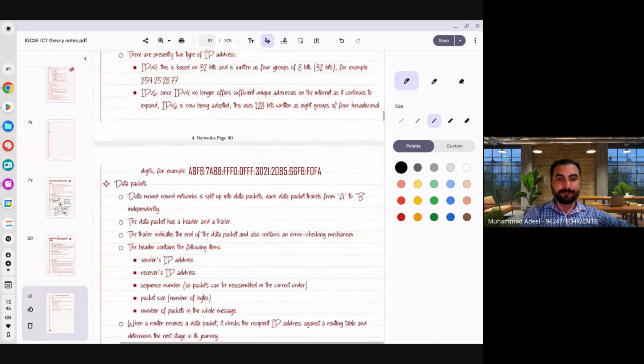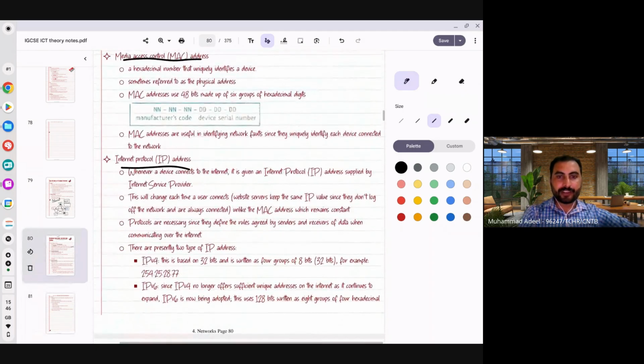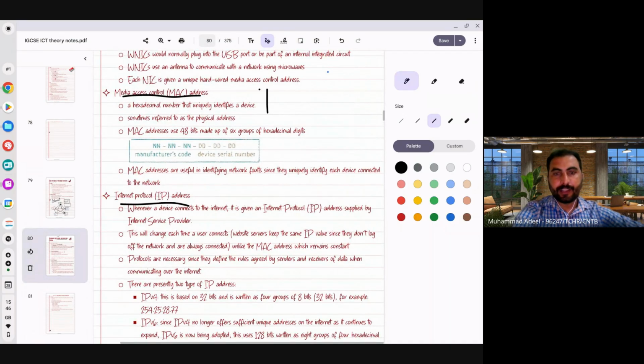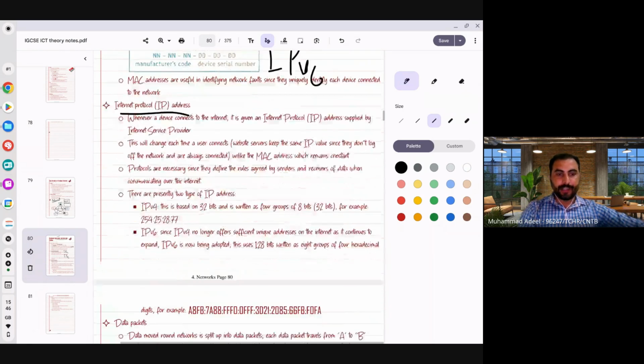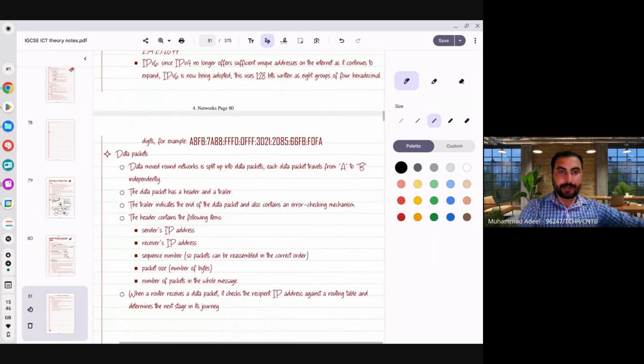And we have two types of IP addresses, called IPv4 and IPv6. IPv4 is called Internet Protocol version 4, while on the other hand, IPv6 is Internet Protocol version 6. Then we have data packets, which help us to connect two devices and help us to transfer data.